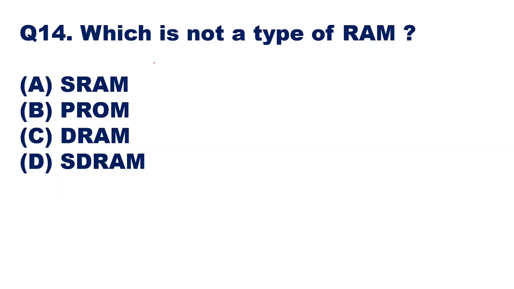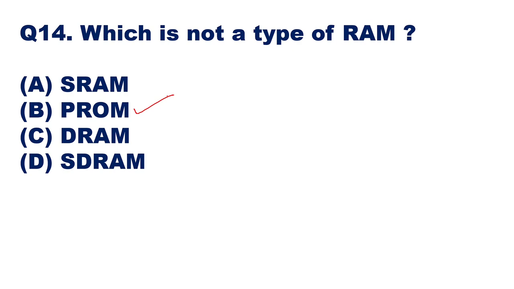Then we'll go to the next question, which is not a type of RAM. So here options are SRAM, that is static RAM. Then we have PROM, a programmable ROM. Then DRAM, a dynamic RAM, and then SDRAM. So here out of this, option B is read-only memory. So it is not a RAM, it is ROM. It is a programmable ROM, that is read-only memory.